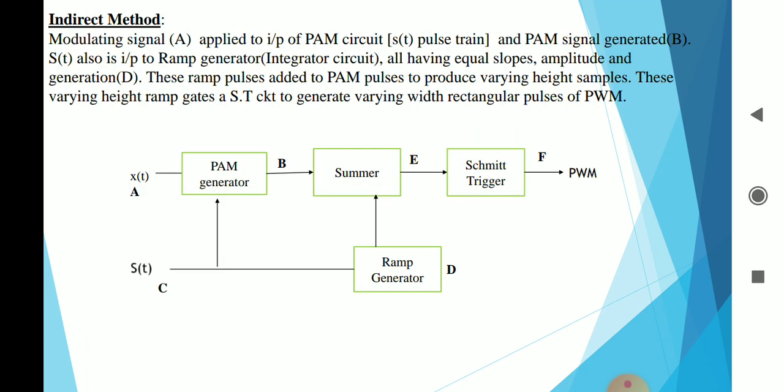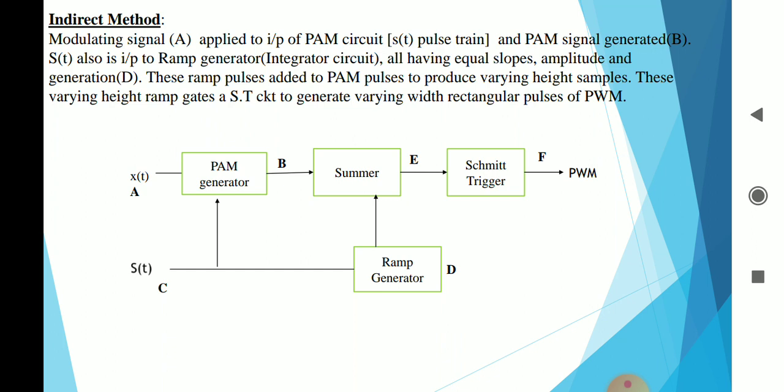Next is the indirect method of generation of PWM. In the previous case, we directly made use of the message signal and the pulse signal, which generates the PWM waveform. That is the direct method. In this indirect method, first of all we generate a PAM signal, and with the help of this PAM signal we generate the PWM signal. It is called the indirect method of generation of PWM.